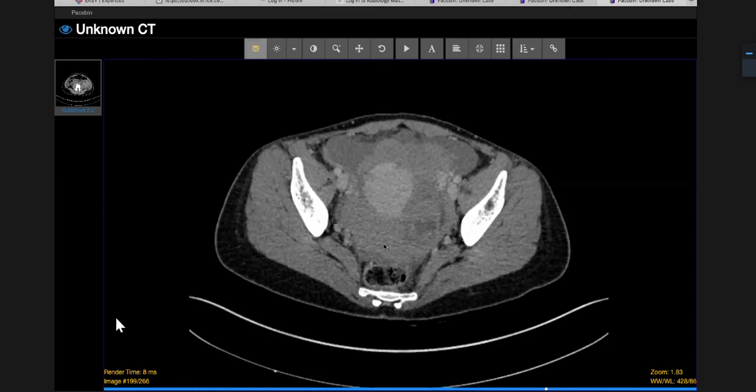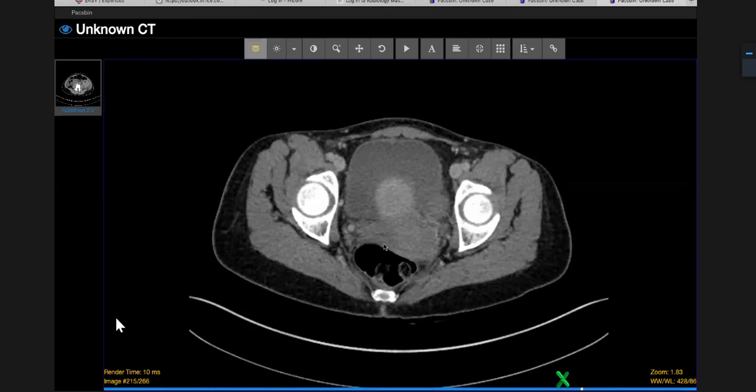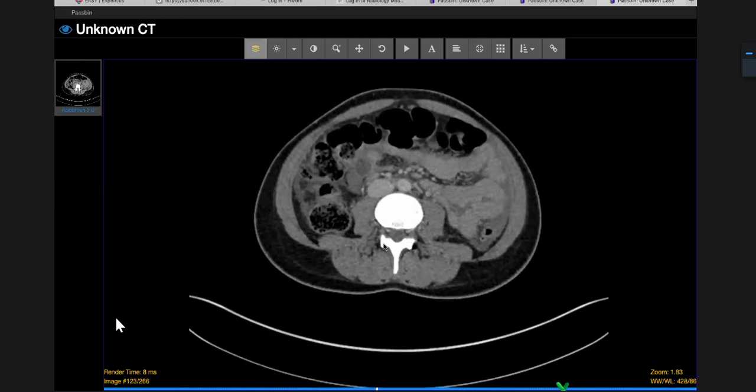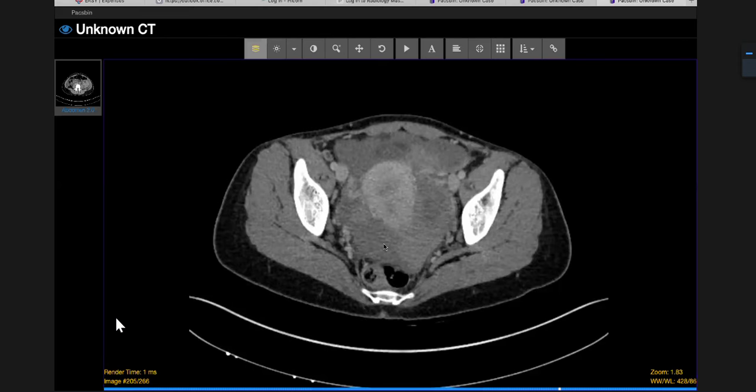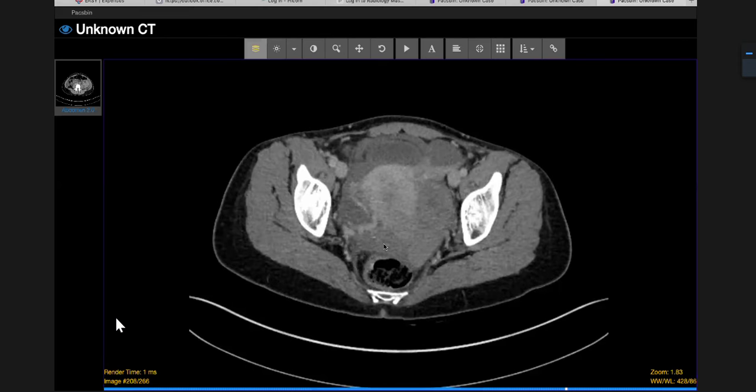I'll walk you through this case. Number one thing is there is fluid. Now, the second thing is what type of fluid is it? I'll measure the Hounsfield unit, but I think you can see this with just eyeballing it. Down in the pelvis, does it look dense? It is dense, and I think it is coming from the uterine area because the uterus is also very dense.